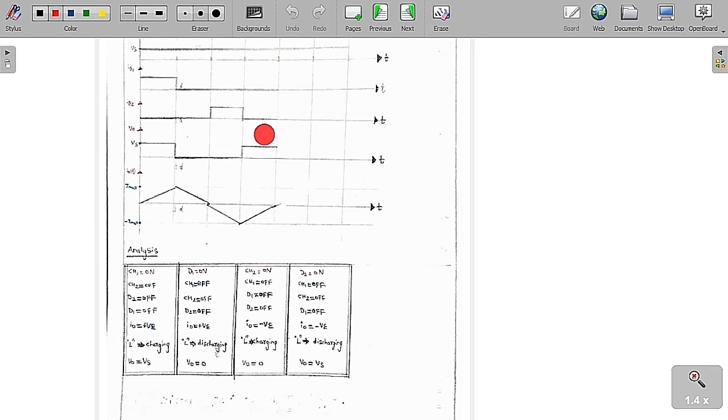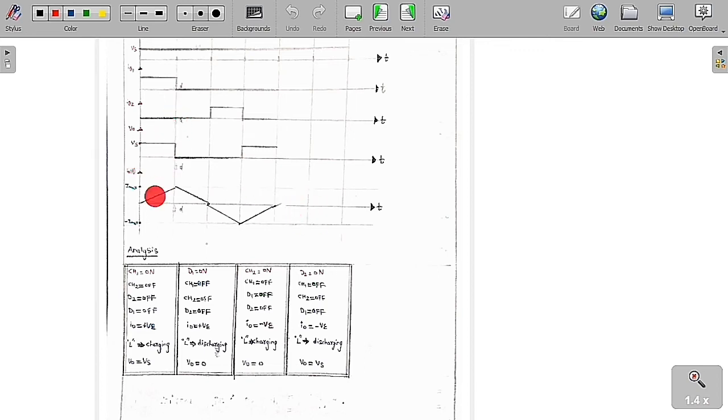Therefore the output voltage is equal to Vs, and the output current is negative, and it is going to decay because of the supply voltage. It is going to decay in the reverse direction. So you can see clearly the current is positive and also negative, whereas the output voltage is always positive. Because of this, it covers both the first quadrant and the second quadrant. Therefore this is called a class C chopper.